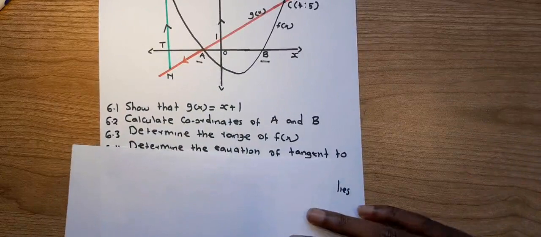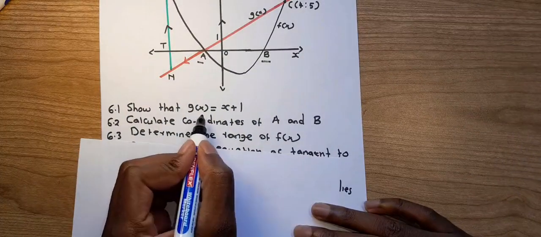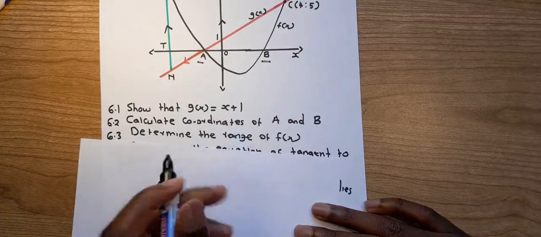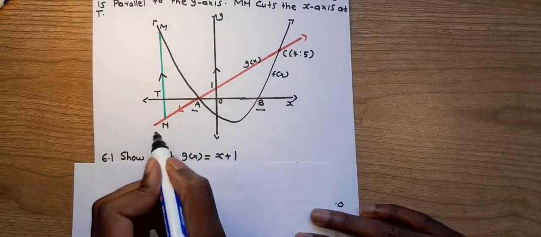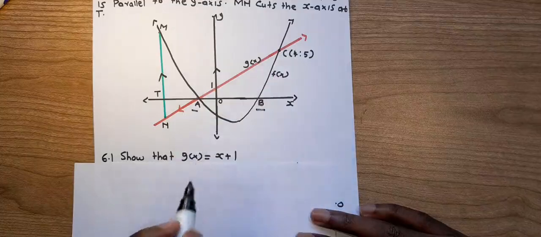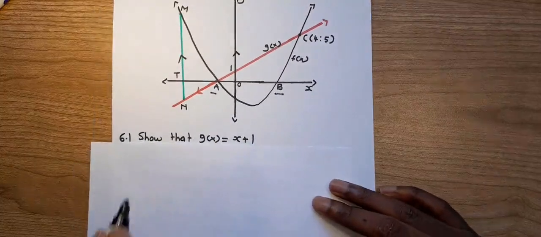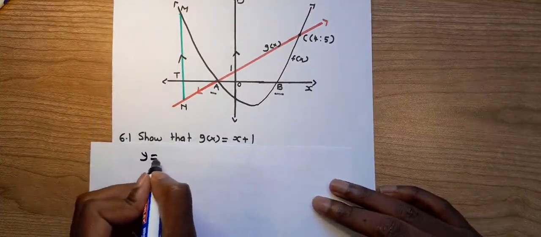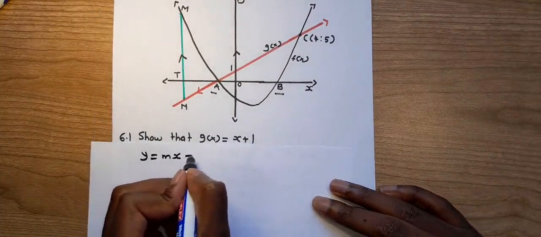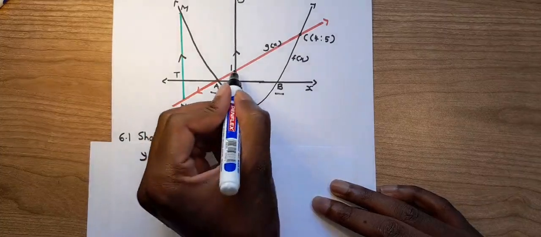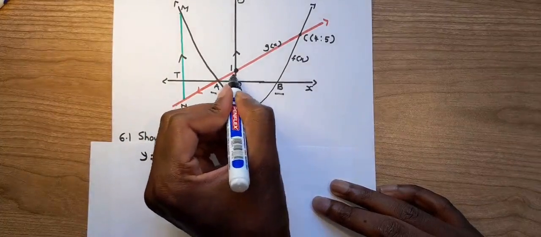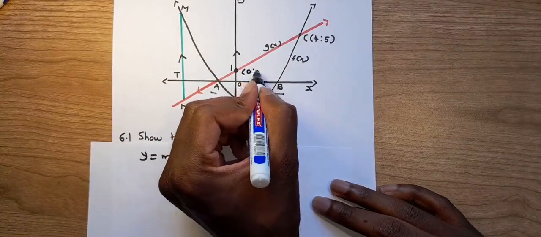Now, the first question that pops up says, show that g at x equals x plus 1. So we need to understand what is g at x. g at x is actually this straight line. So we do know that the equation of a straight line is given by y equals mx plus c. And what do we have? We do have this point, and we know that this point is (0, 1).